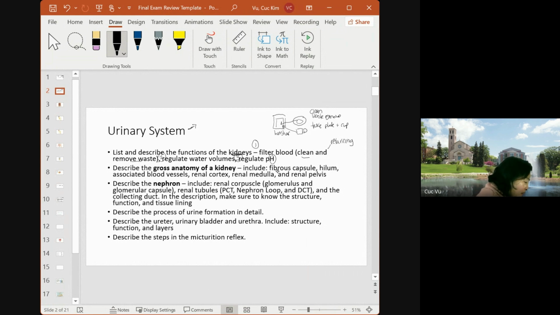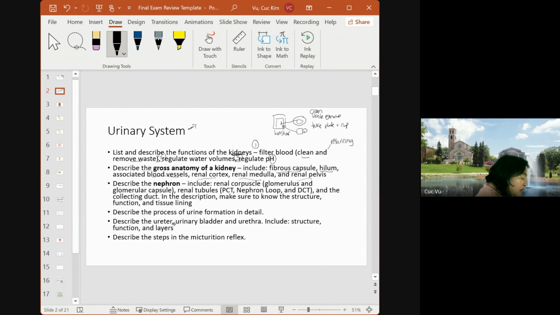So make sure you can describe the gross anatomy of the kidney. So from the fibrous capsule, the space, which is the hilum, the renal hilum, and then the blood vessels that surround it. Then the kidney itself, the layers of the kidney. So after the fibrous capsule, there's the renal cortex, then the renal medulla, and then the renal pelvis, and it exits through the ureter. Okay.